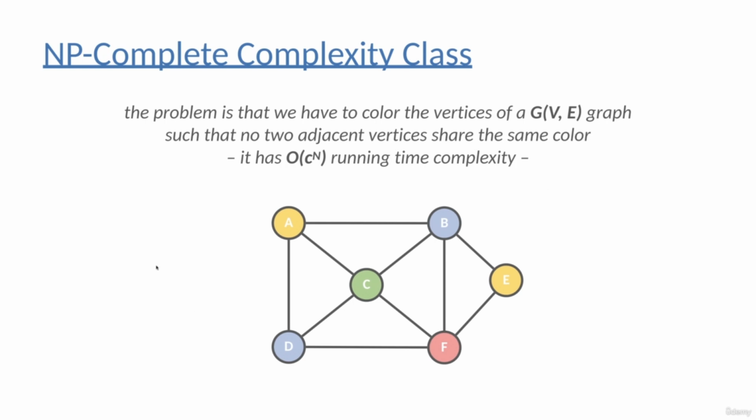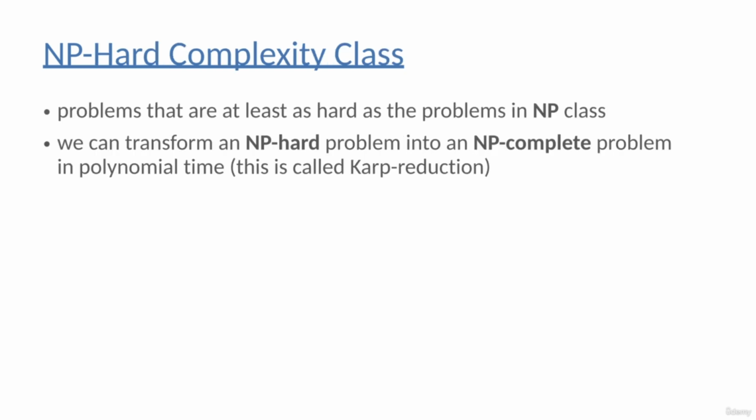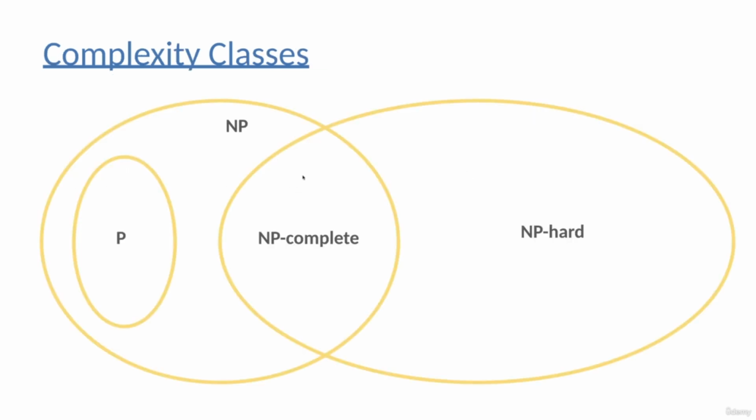And as you can see, we need 4 colors in order to solve this problem. So this is a typical NP complete problem. Then we have NP hard problems, problems that are at least as hard as the problems in the NP class. By the way, we can transform an NP hard problem into an NP complete problem in polynomial time with the help of Karp reduction.